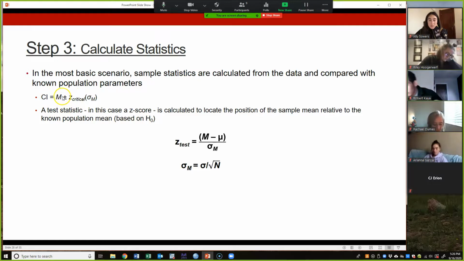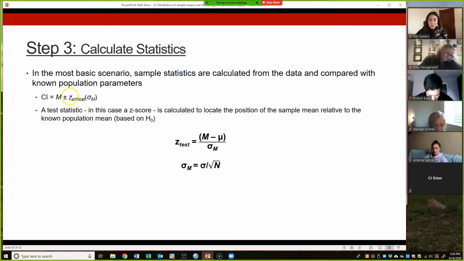Our confidence interval, just the same as we've been doing before. This is our sample mean. This is our critical value. This is our level of estimation, and this is our standard error. Our z-statistic, our z-score, again, is going to give us the location of our sample mean relative to the distribution of sample means, assuming the null hypothesis. My test here, just what we had before, is my sample mean minus my known population mean, divided by my standard error. Standard error for my z-test is going to be the population standard deviation divided by the square root of my sample size.